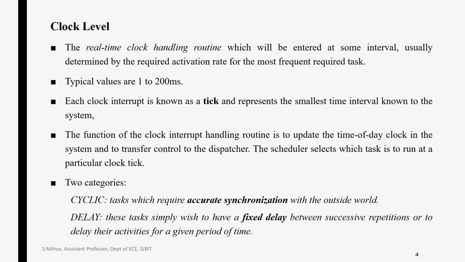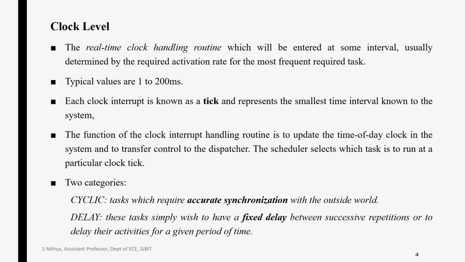The function of the clock interrupt handling routine is to update the time of day clock in the system and to transfer control to the dispatcher, so that the scheduler will select which task is to run at a particular clock time. Clock tick: I will tell you what a tick time is.